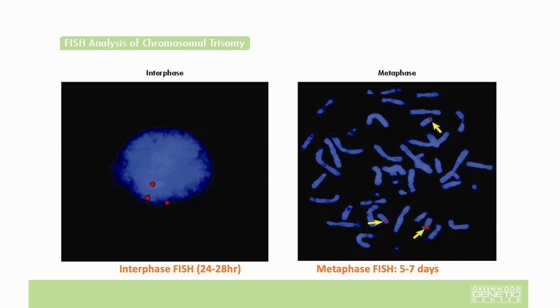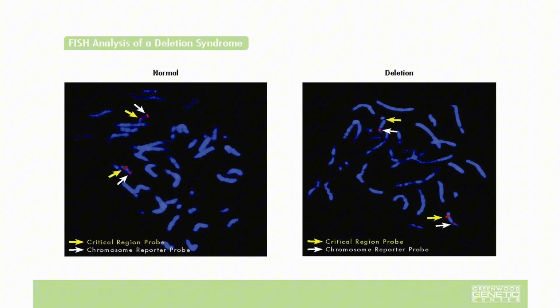trisomic condition. Both interphase and metaphase FISH play important roles in diagnosing trisomies, providing complementary information. Interphase FISH offers a faster turnaround time, while metaphase FISH provides a clearer representation of the chromosomes in their most compact form. This slide illustrates the results of a fluorescence in situ hybridization analysis for a deletion syndrome.